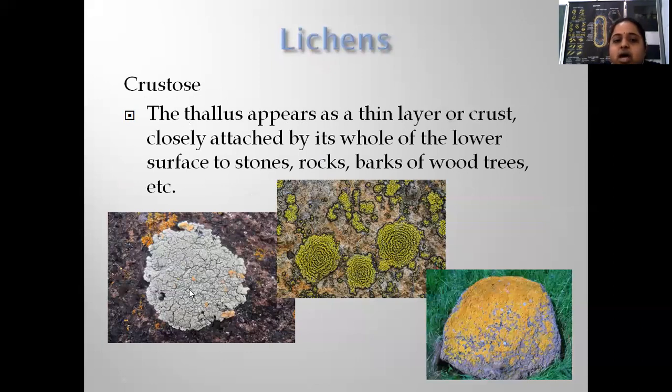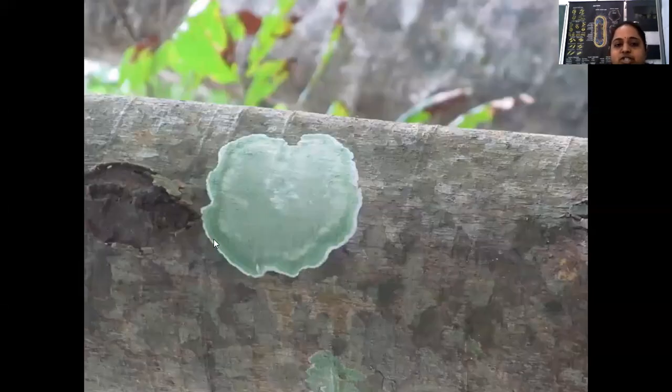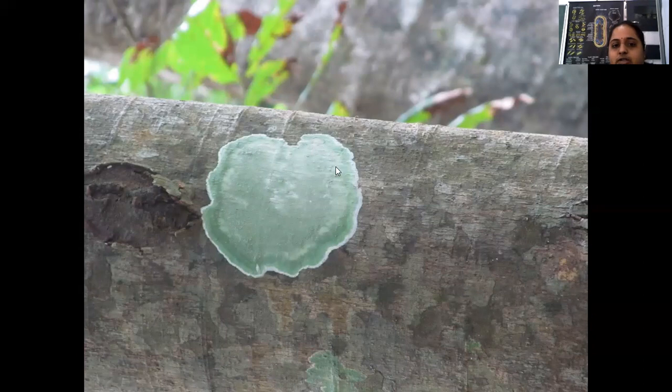You cannot differentiate different parts in this lichen. They are like a thin layer on the substratum. The substratum can be a stone, a rock, or the bark of a tree. So this is the type of lichen called crustose. This is a picture clicked by me on the bark of a tree. This is also a crustose lichen, greenish in color.